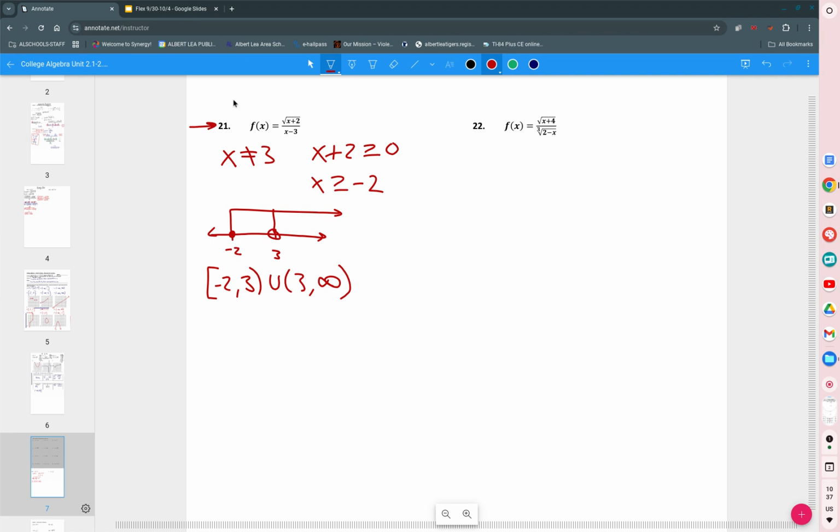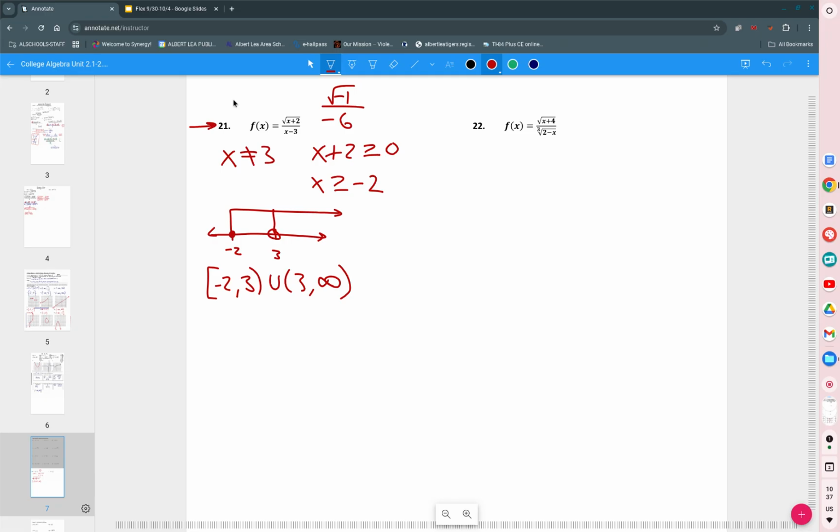Keaton, give me a number to the left of -2. -3. So he picks the number -3. So that means that -3 should not work out if I plug it in because it's not included. Watch what happens. On the bottom, I get a -6. On the top, I get a square root of -1. And what is the square root of -1? I. You get imaginary numbers. So therefore, we can see that -3 is not a number that works.